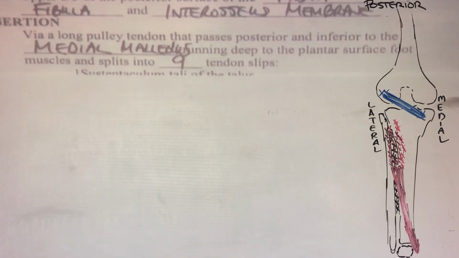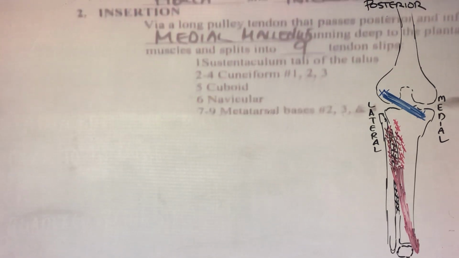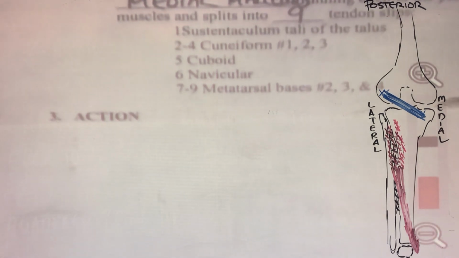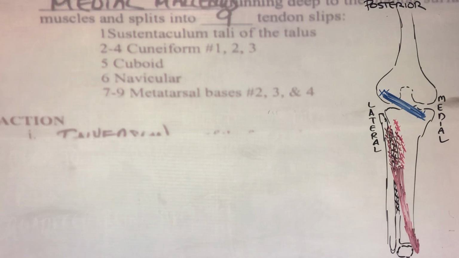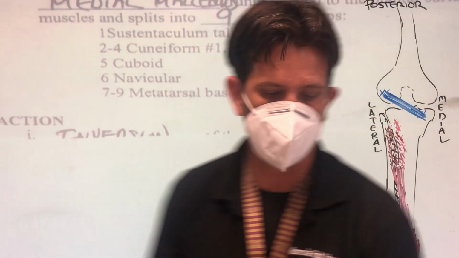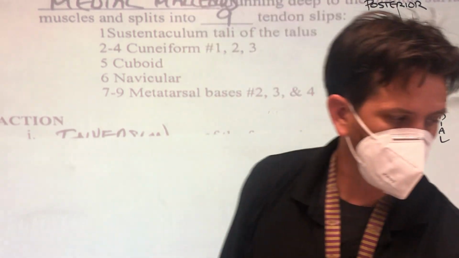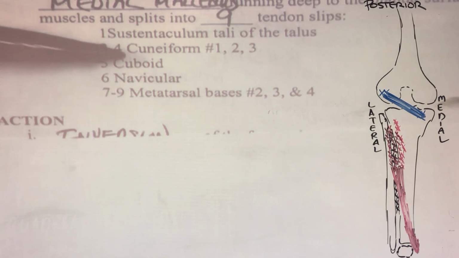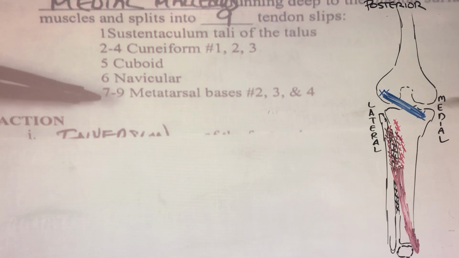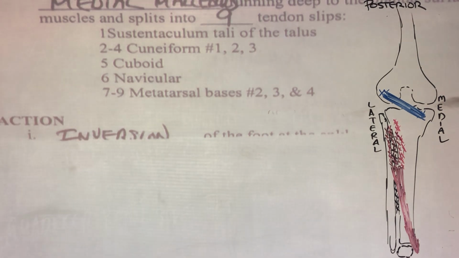So, what does it track to? It tracks to the sustentaculum tali of the talus. It tracks to the cuneiforms 1, 2, 3. It tracks to the cuboid. It attaches to the navicular, and it attaches to 7 through 9. The 7, 8, and 9 attachments are the metatarsal bases numbers 2, 3, and 4. So if I were to show you this model here, which you'll get in a little bit.